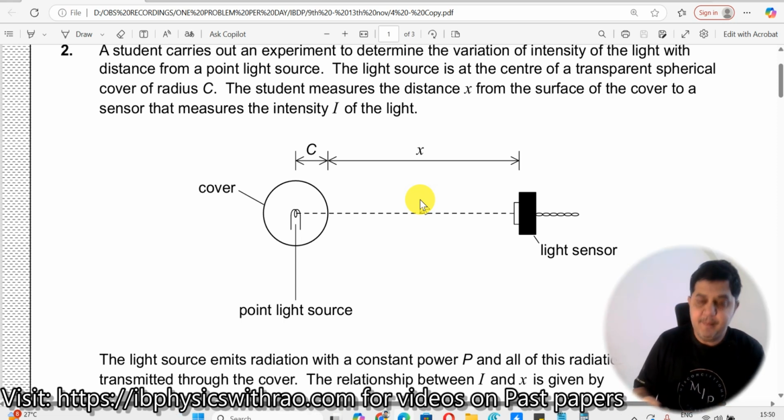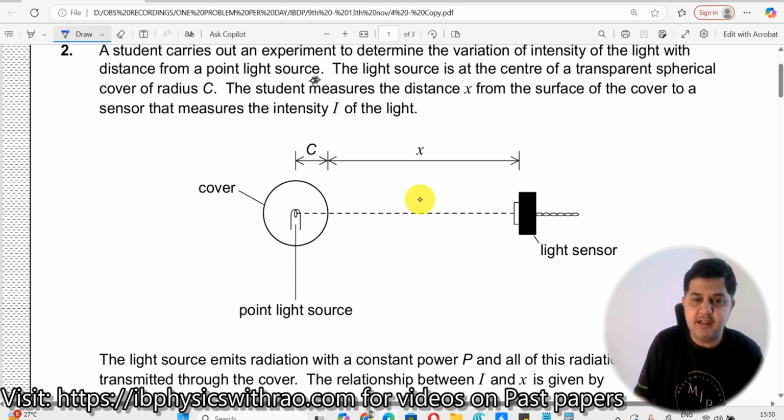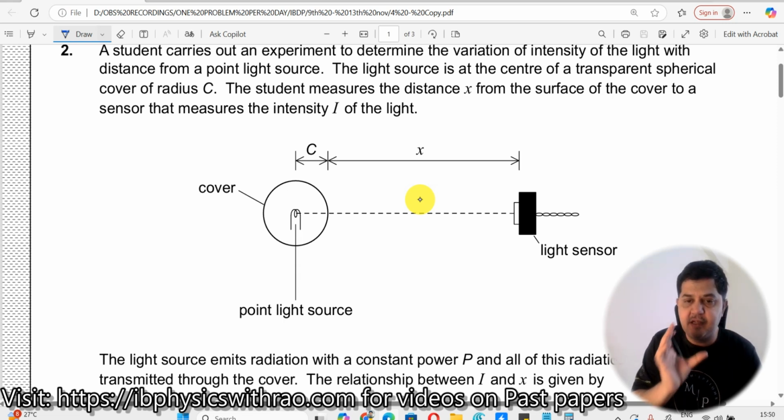Okay, next question. A student carries out an experiment to determine the variation of intensity of light with the distance from a point light source. We have a point light source here, and there is a light sensor being kept over here. The light source is a little bit bigger. It's going to be spherical in nature, and you have to move this one. The light source is at the center of a transparent spherical cover over here.